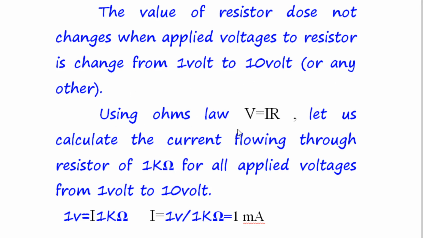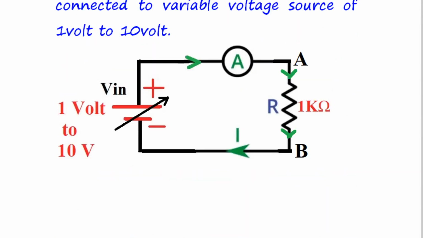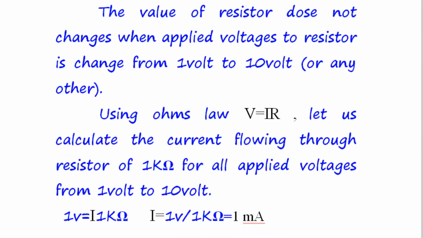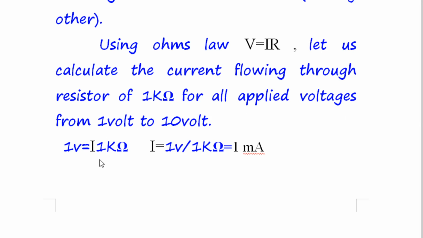By using Ohm's law, what we can do now? We will use Ohm's law, V is equal to I into R. Let us calculate the current flowing through the resistor of 1 kilo ohm for all applied voltages from 1 volt to 10 volt. And it's very simple. By using Ohm's law, we have to calculate the current flowing through this resistor for 1 volt, for 2 volt, for 10 volt, and for all these in between voltages. So the logic is very simple.